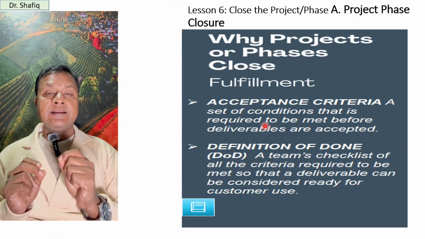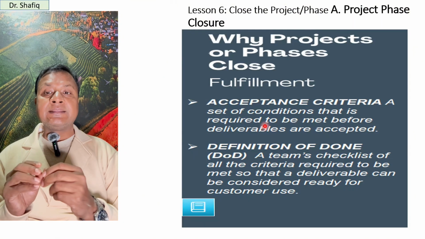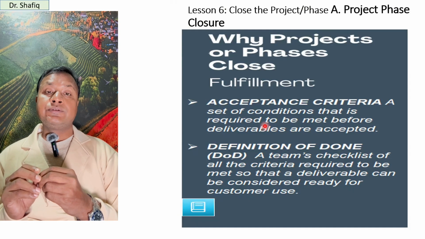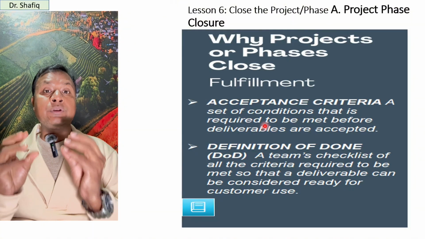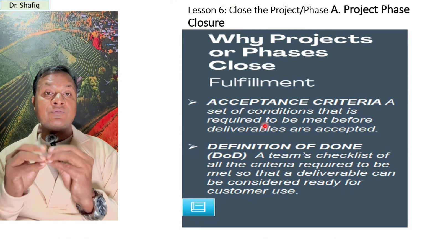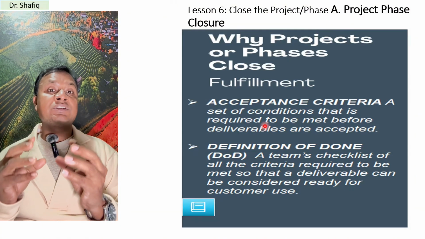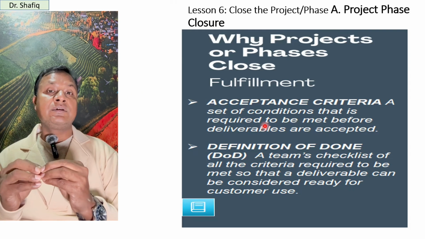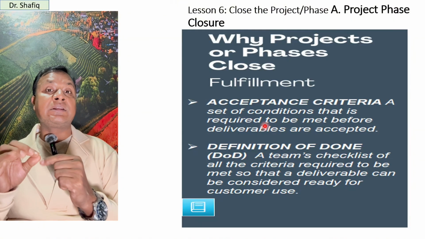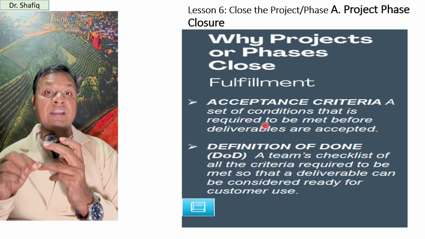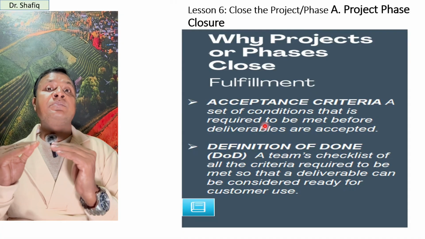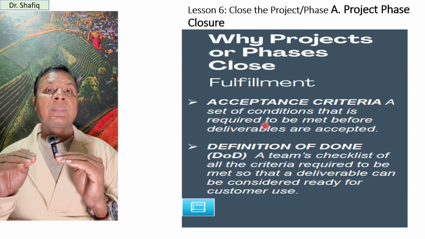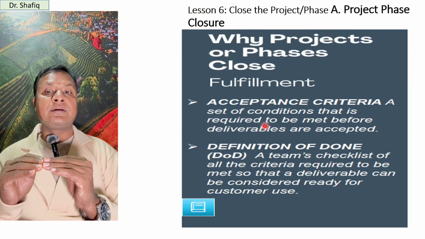Acceptance criteria is a set of conditions that is required to be met before deliverables are accepted. So I have produced deliverables from the project, and the stakeholders must accept them. If they accept them, that means the acceptance criteria are met in terms of quality, cost, schedule, scope. If everything is met by the stakeholders, by the customer, that means acceptance criteria are met.